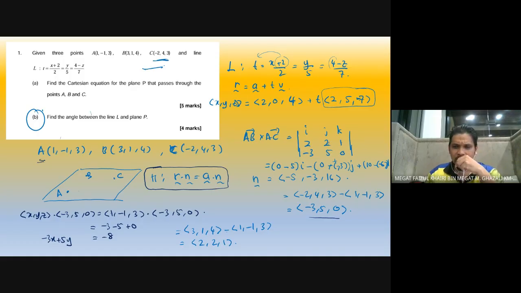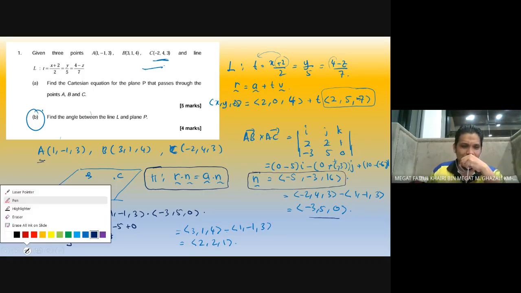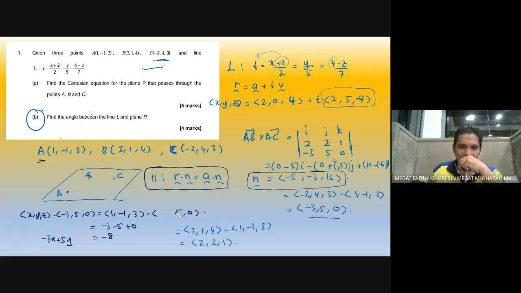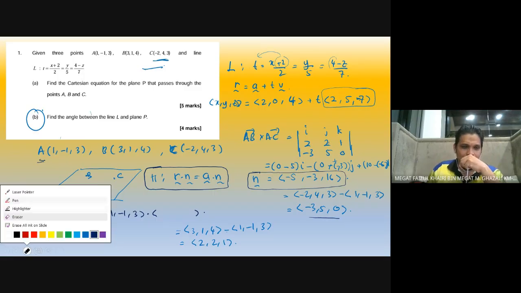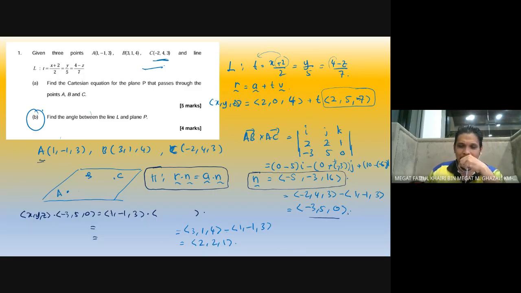Is it? Wait. I chose the wrong one. This is the n. Sorry. I chose the wrong vector. Saya silap. Saya ambil yang ini pula silap. Okay, this is the coordinate of n, the vector of n. So then we get negative 5, negative 3, and 16.